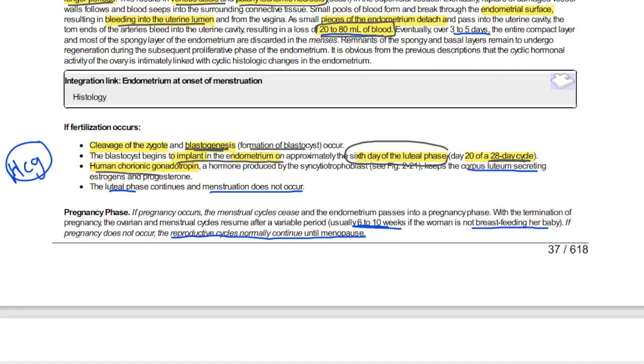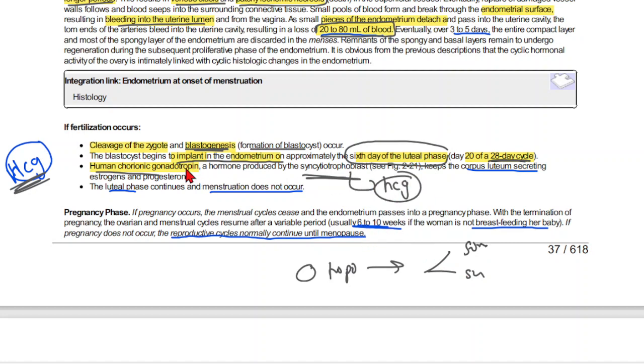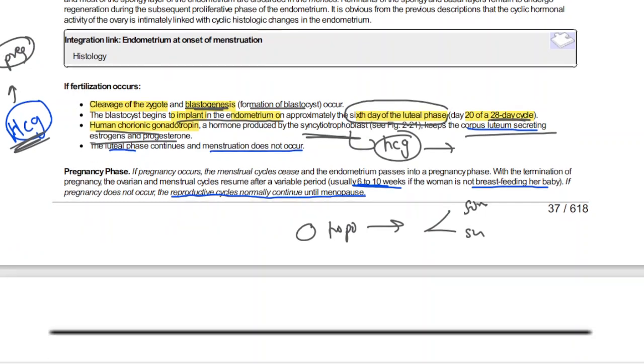Another is HCG. The HCG hormone is produced by the syncytial trophoblast. The trophoblast divides into cytotrophoblast and syncytial trophoblast, and the syncytial trophoblast releases the HCG hormone, and this HCG works on the corpus luteum to secrete estrogen and progesterone. So this HCG is used for the pregnancy test to see whether you are pregnant or not. Okay, so this is everything about the menstrual cycle and ovarian cycle.